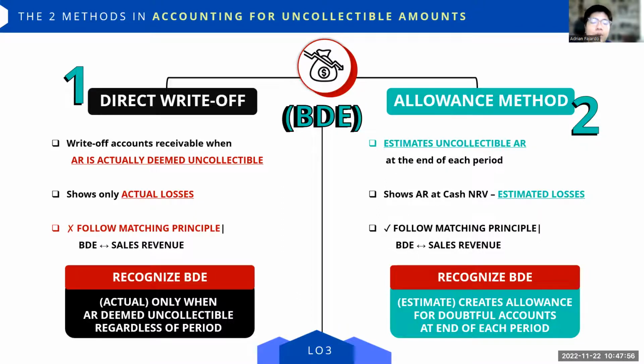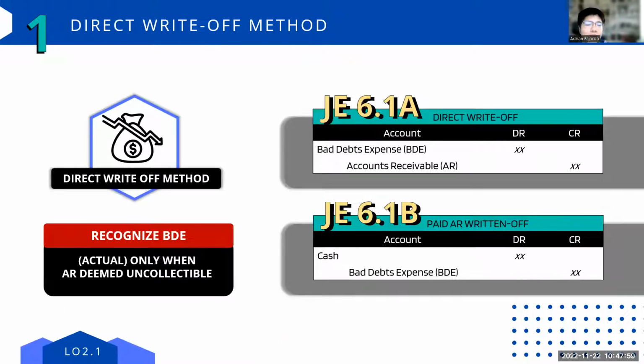Okay? So now, let's first figure out how to write the direct write-off method. Actually, direct write-off method is more straightforward than allowance method. But again, this is not accepted. So for direct write-off method, basically, you have two journal entries. One is that when it's actually deemed uncollectible, you call that a write-off. You write off or remove AR. And then, there are some instances where you thought you could no longer collect but in the end, they paid anyway. So, we'll have a recovery account wherein it's like a paid AR written off.